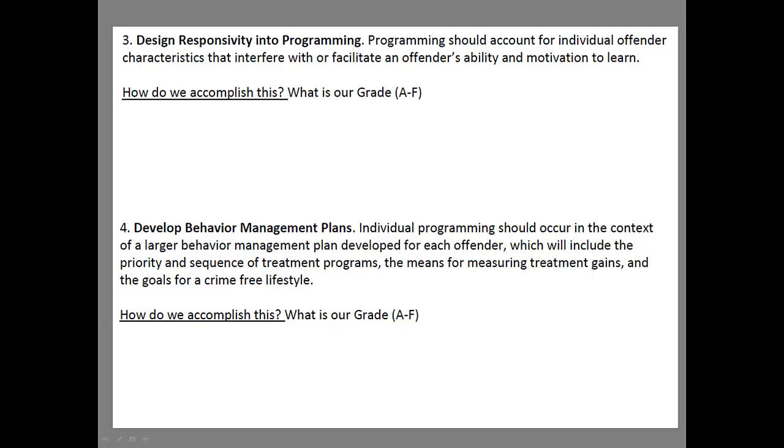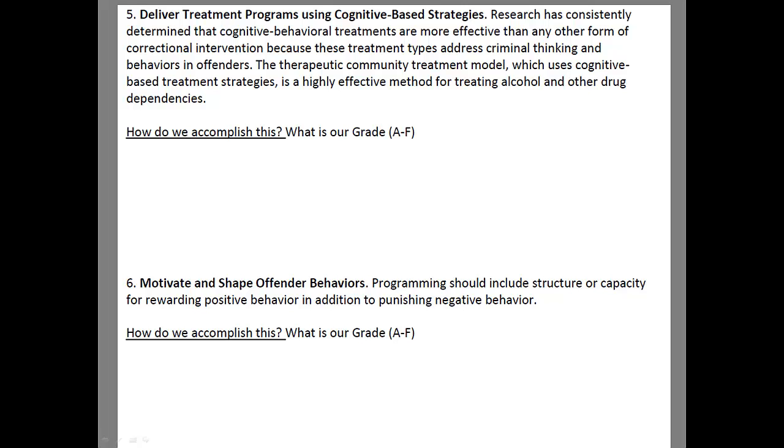How do we accomplish this? Develop behavior management plans. How are we doing on this? What's the agency's focus in this whole process? Do we need more training? How are we accomplishing this and what's our grade?